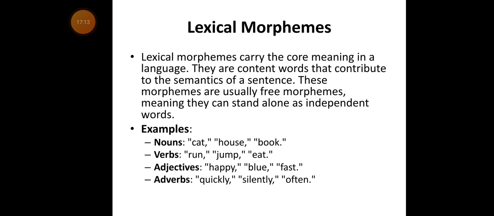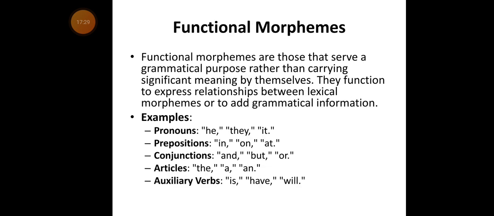When it comes to lexical morphemes, they are meaningful words in the sentence. Without them, the sentence can't provide you the exact meaning. When it comes to functional morphemes, this is more grammatical information in the sentence, which deals with pronouns, prepositions, conjunctions, articles, auxiliary verbs, or helping verbs.